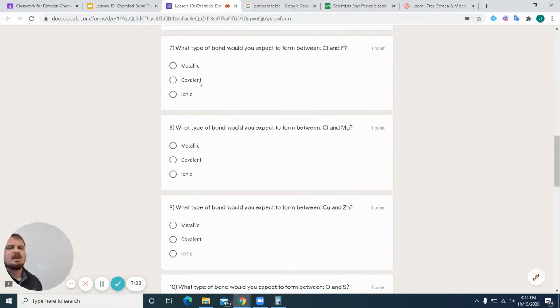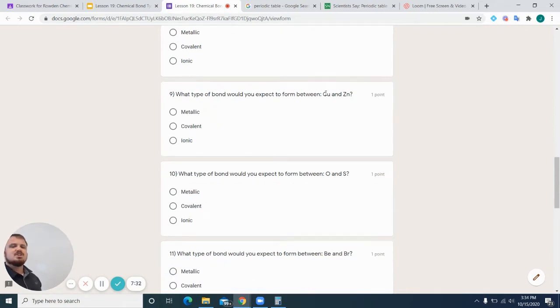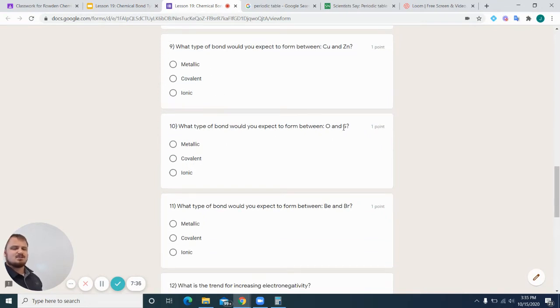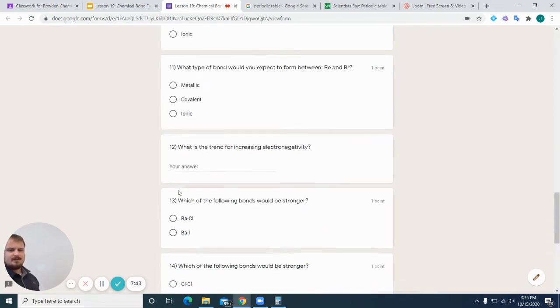So press pause and go all the way to 11. Okay, Cl and Mg, that's going to be a nonmetal and a metal, so that's ionic. Cu and Zn, that's 2 metals, so it's metallic. O and S, 2 nonmetals, covalent. Be and Br, metal, nonmetal, ionic.